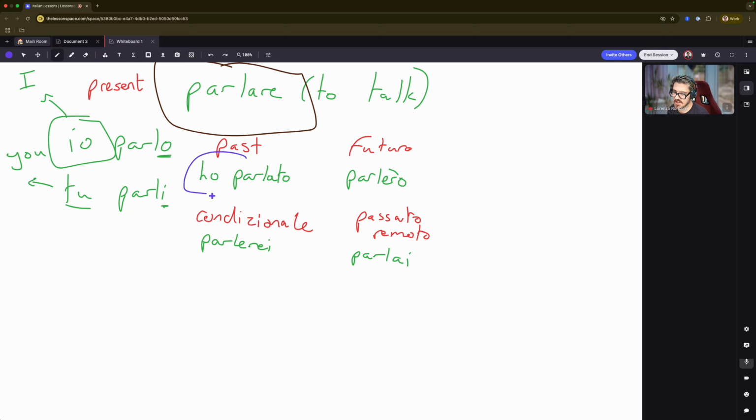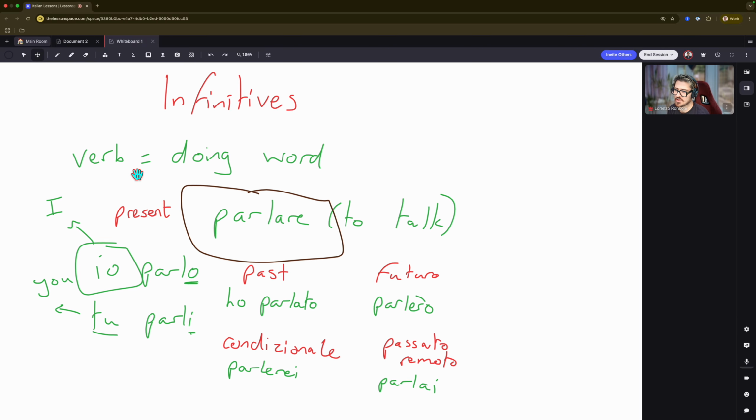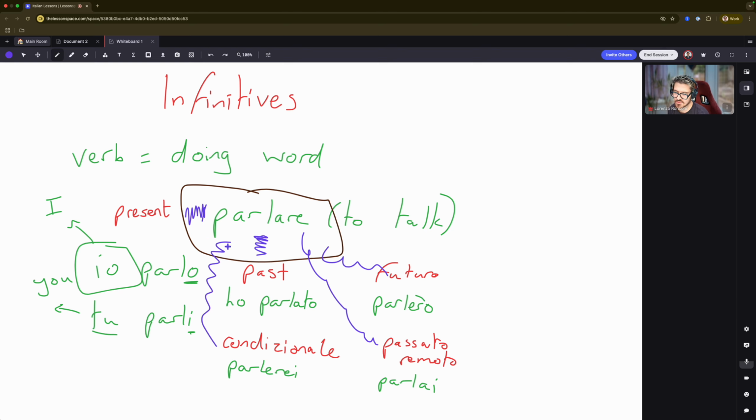Okay, now you notice here I just did I, but of course we do have you versions for all of these as well. So, just going back, what does the infinitive have to do with any of this? This is kind of the root version of the verb. As I say, I treat this as kind of like a tree. So the present tense is linked to this. The past tense is linked to this. The conditional is linked to this. The future tense is linked to this. The passato remoto is linked to this.